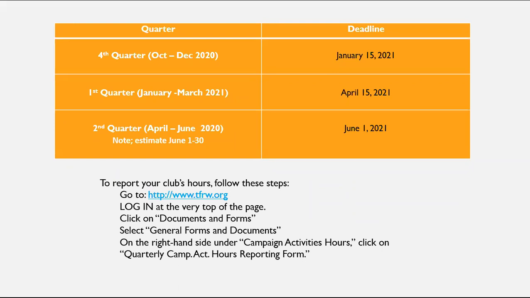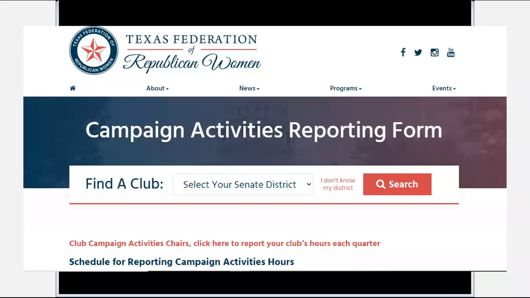So you're going to report your club hours by going to the TFRW website, as I stated. You go to www.tfrw.org, you log in, and you click on Documents and Forms. And you select General Forms and Documents. And on the right-hand side, under Club Campaign Activities Hours, you click on that. And then you click on Quarterly Campaign Activity Hours Reporting Form, and you fill it in.